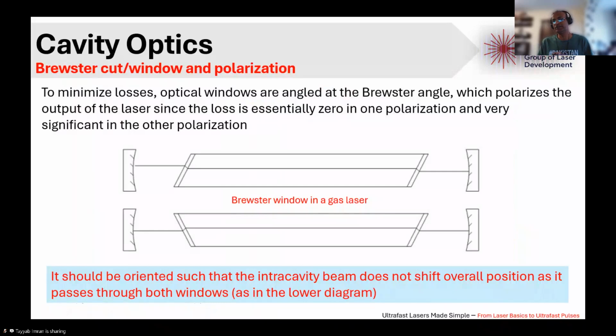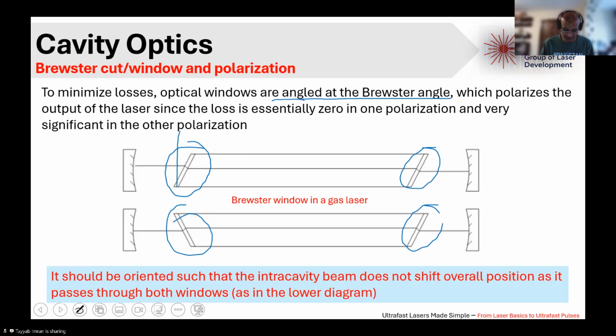There is one thing you have to keep in mind. If you remember, I mentioned that the laser light is polarized. The sides of the tube or the crystal have a certain angle. They should have this to avoid losses and to be polarized. So these certain angles are called the Brewster angle. Brewster was a scientist. So, Brewster cut. This is the Brewster angle.